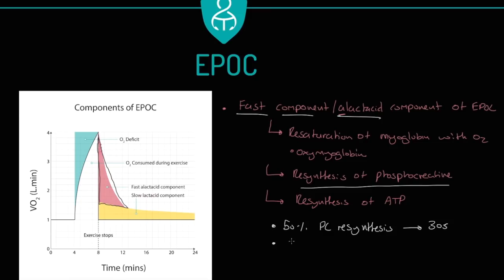The other point we can make here is that 100% of PC resynthesis takes, and it depends what textbook you read here, but I'm going to give you the figure of 2 to 3 minutes. Traditionally, I would have always said 3 minutes, but I've seen more recently that you can get credit for saying 2 minutes. So I'm just saying something between 2 to 3 minutes. Check your specification for the exact number they expect, but those numbers are going to get you your mark. And finally, this whole process takes between 1 to 4 liters of O2. So this entire area, as a combination, would be between 1 to 4 liters.